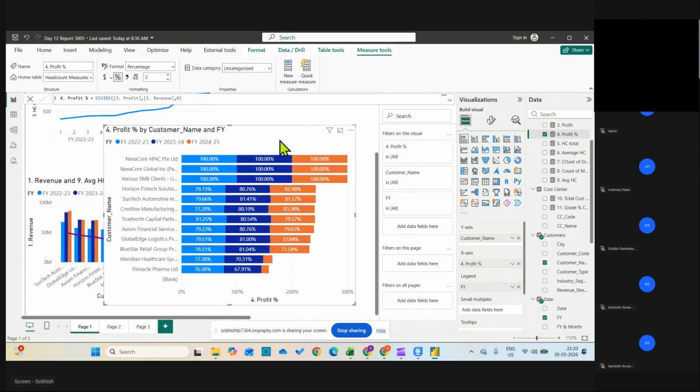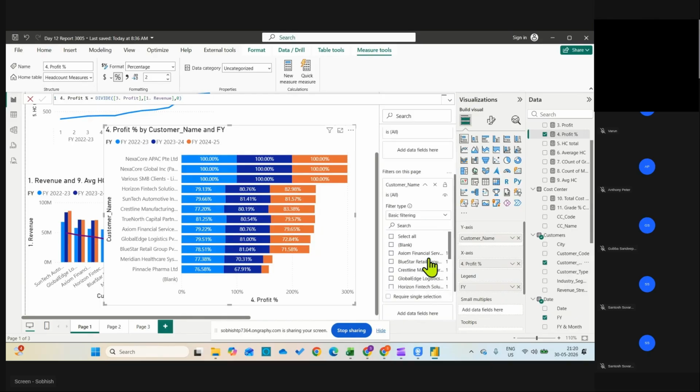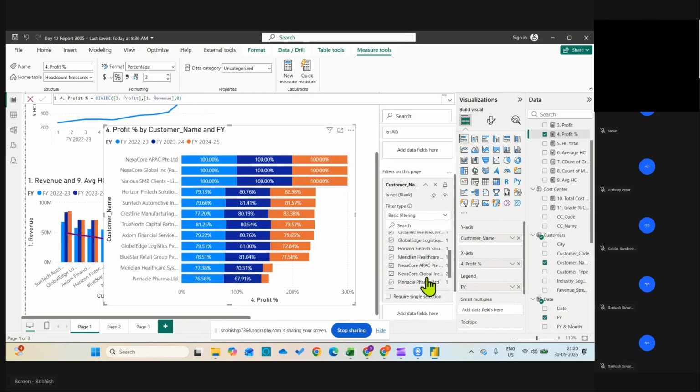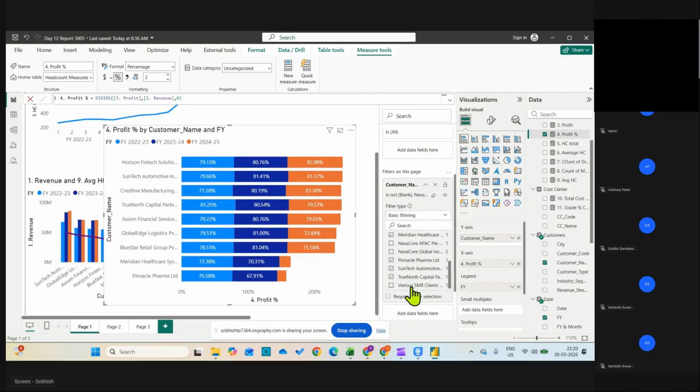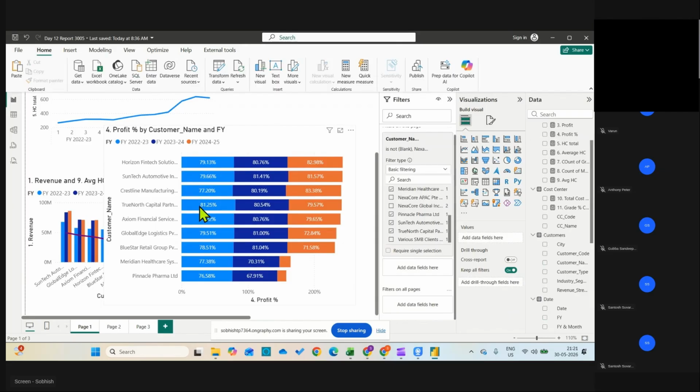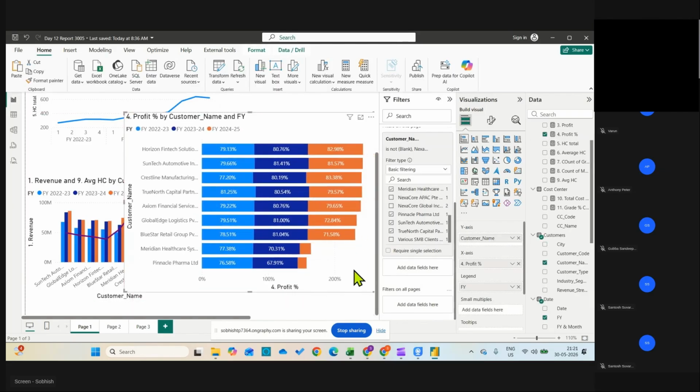So what I will do is, I do not want to see the Nexacore and the SMB clients, the blank ones, across the pages. I want to exclude these entities from my reporting. Or if I want to exclude these entities only from my current page, I can manage it using the filters. So if I bring the entities here to the filter on this page, I can select everything and then remove the Nexacore and the SMB clients. Okay, so now look at this view. Is this view telling you something? Yes. Meridian and Pinnacle, again, the profit is not in line with the other entities.